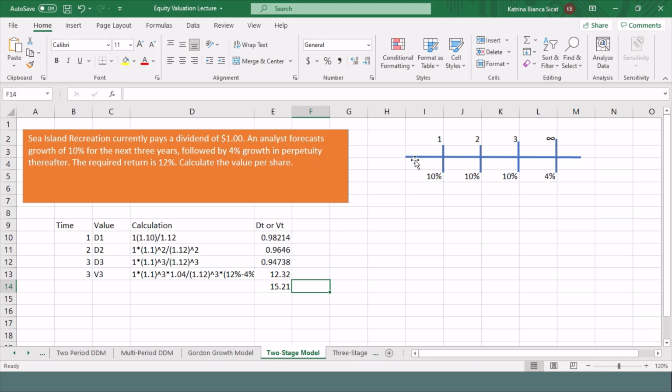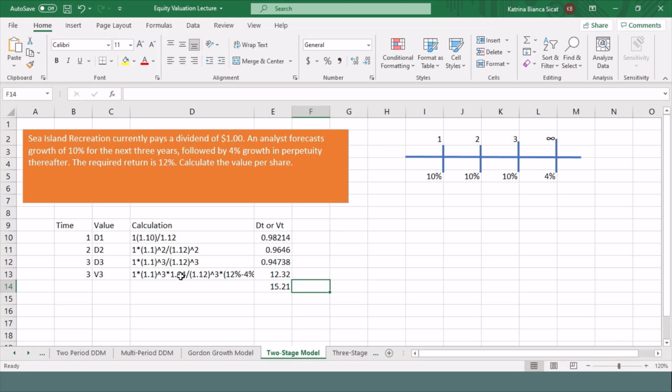So, kung gagawa tayo ng timeline, ito yung timeline natin, just for you to visualize the problem. Okay? So, on the first 3 years daw, sabi niya, dividend growth is 10% in the first 3 years dahil ito yung pinaka-aggressive stage na, and then after that would be 4%, and then there's an infinity sign at the top.